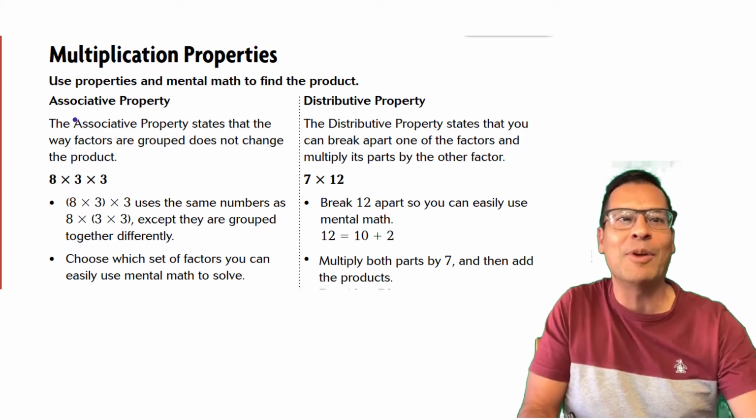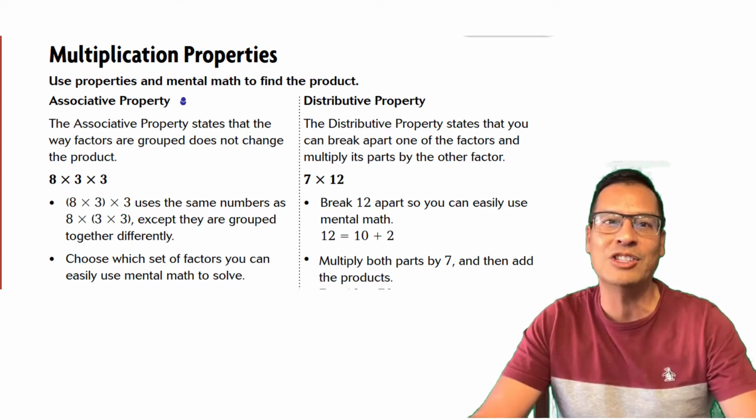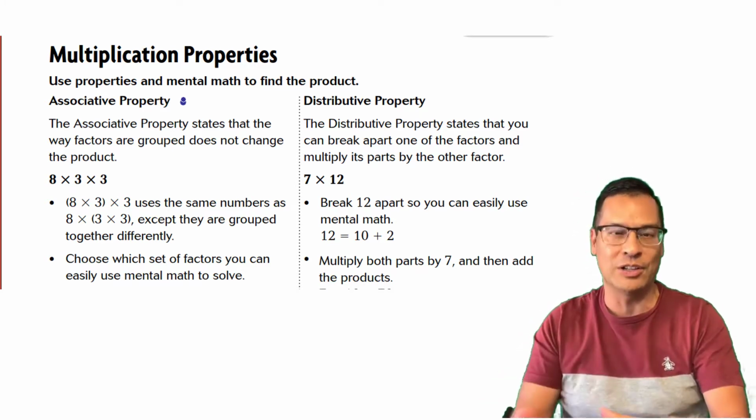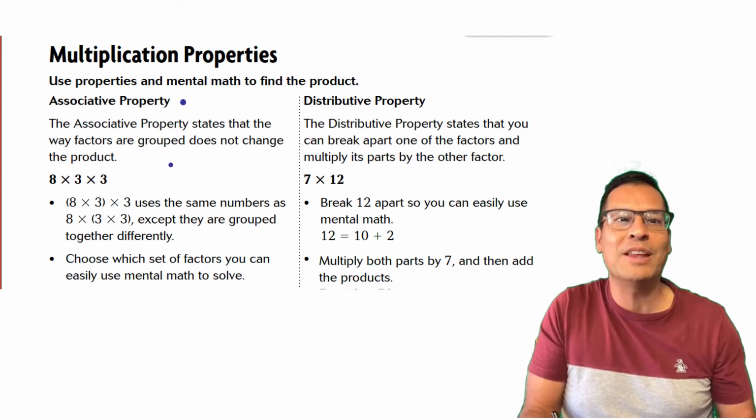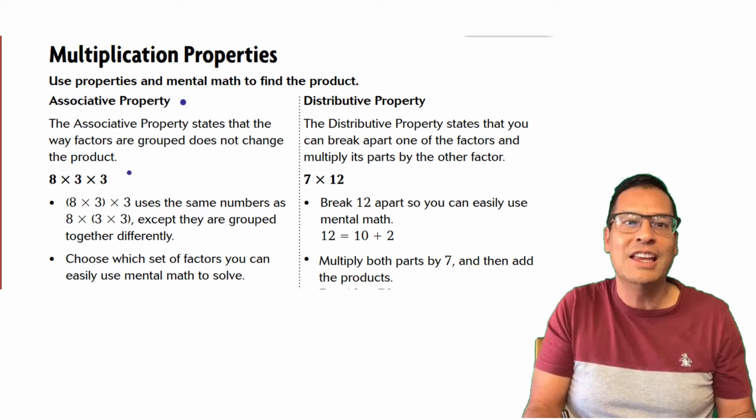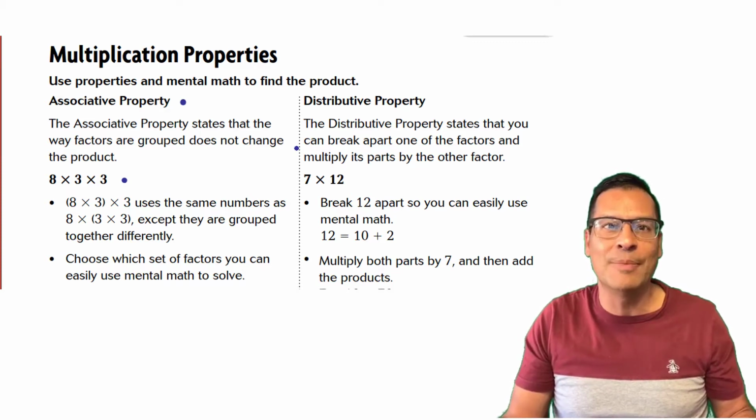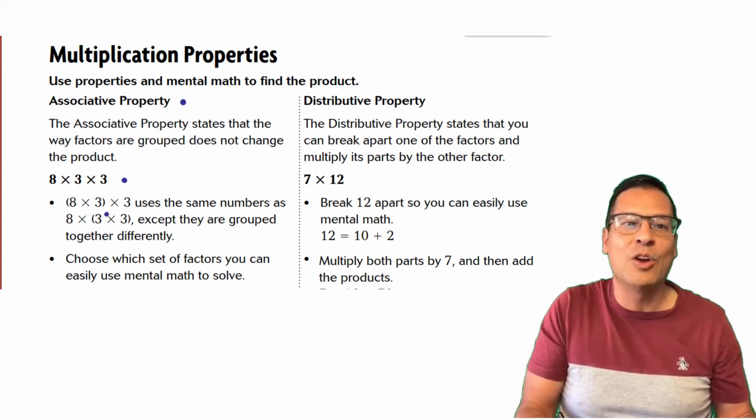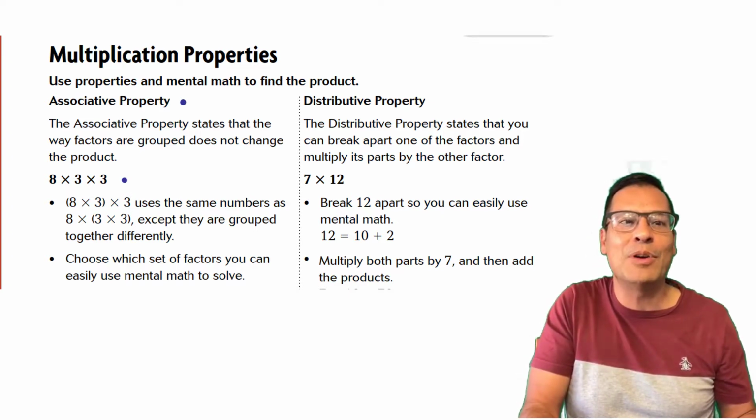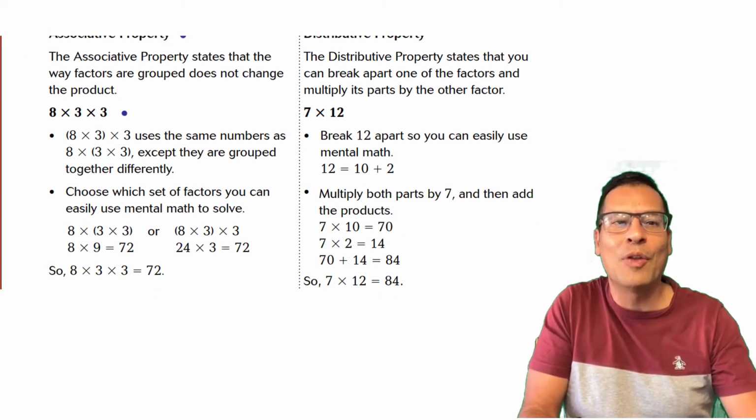So the first property I want to talk about is called the associative property. We've learned the associative property in addition and how you can group things together and still get the same result in terms of addition. So the associative property states that the way the factors are grouped, now in terms of multiplication, is not going to change the product. So if I have 8 times 3 times 3, and I switch it to something like grouping 8 times 3 in parentheses times 3, I'm still using the same numbers, I'm still multiplying those three numbers together, so it's not going to change at all what the product is.